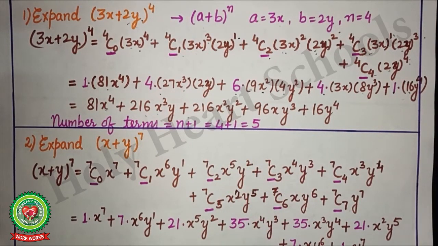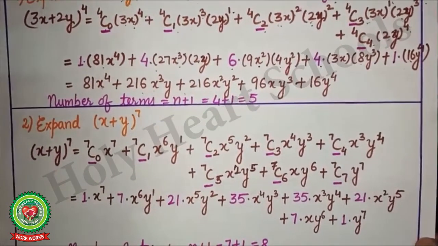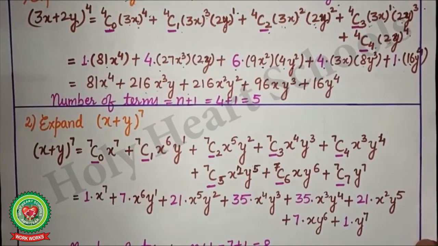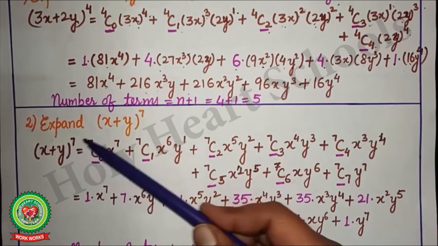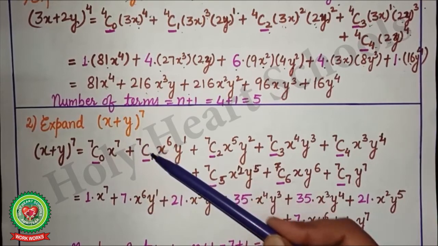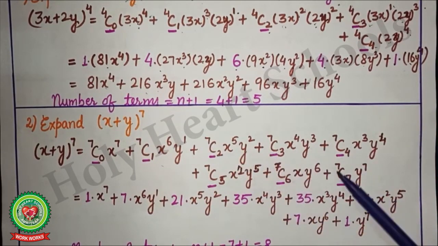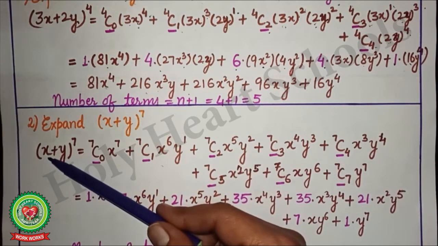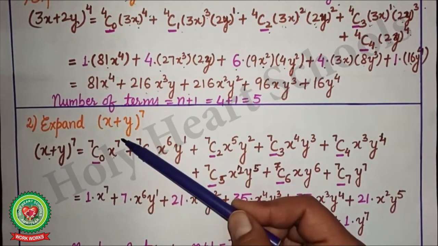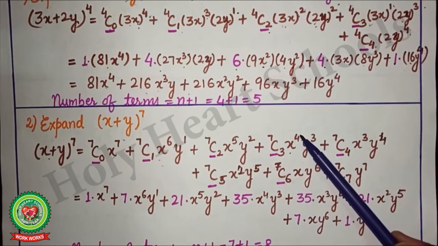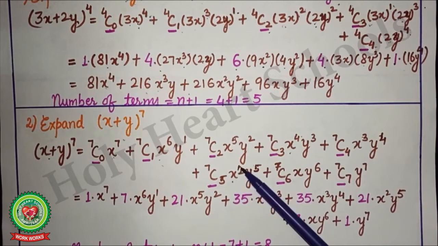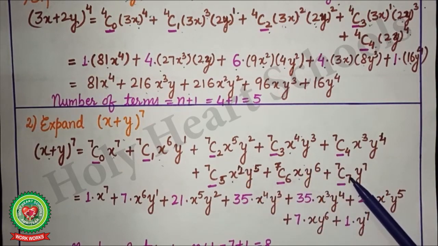Let's do one more example. (x + y) raised to power 7. Now the power is 7. Again, firstly write down the formula, that is 7c0, 7c1, 7c2 and so on till 7c7. Now start with the power of the first term, that is x. x is to power 7, x is to power 6, x is to power 5, x is to power 4, x is to power 3, x is to power 2, x is to power 1 and the last one is x raised to power 0.